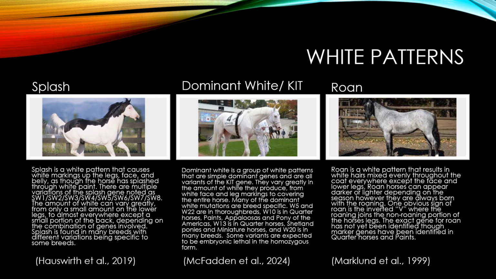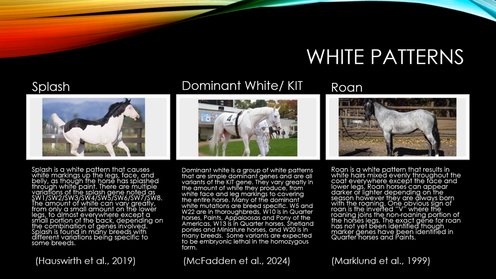The next white pattern we have is splash, which causes white markings up the face and belly, as though the horse is splashed through white paint. There are multiple variations of the splash gene, known as SW1 through to SW8, and the amount of white can vary from only a small amount on the lower legs to almost everywhere except a small portion of the back, depending on the combination of genes involved. Splash is found in many breeds, with different variations being specific to some breeds.